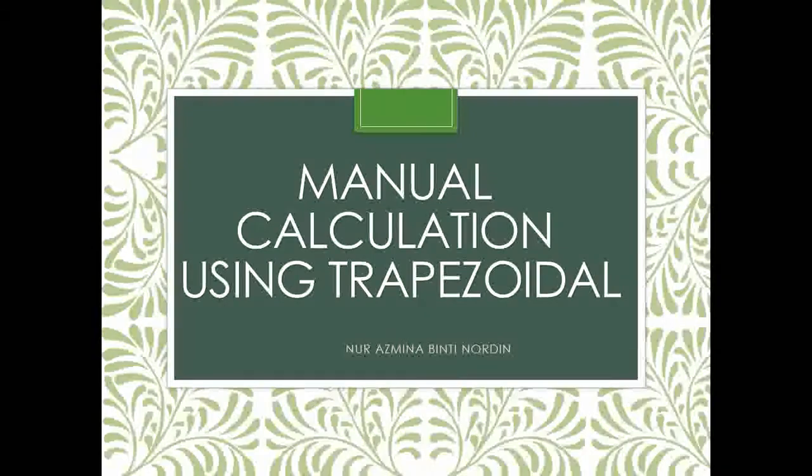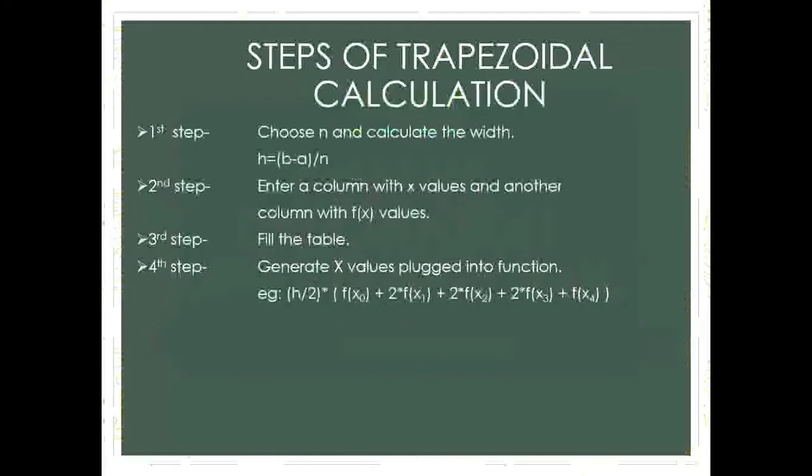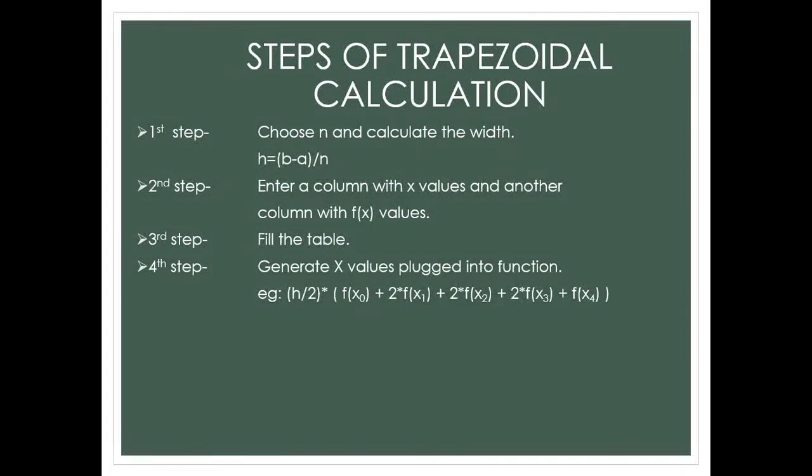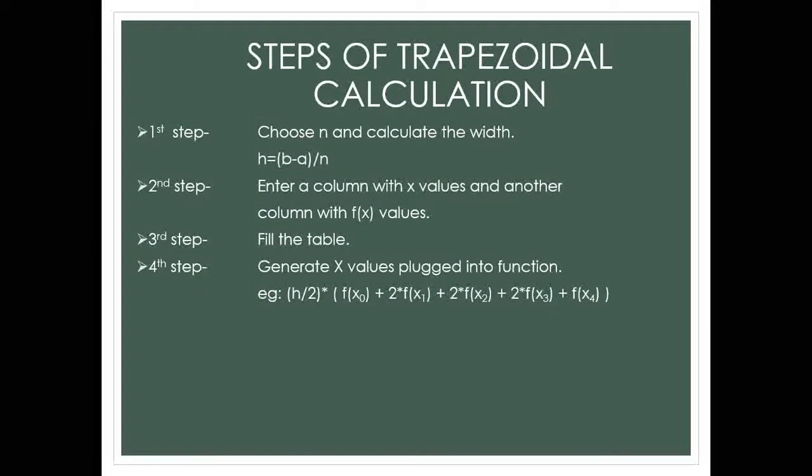Manual calculation using trapezoidal. These are the steps of trapezoidal calculation. The first step is to choose n and calculate the width using the formula h equal to b minus a over n. The second step is to enter a column with x values and another column with fx values. The third step is to fill the table, and the fourth step is to generate x values plugged into the function.